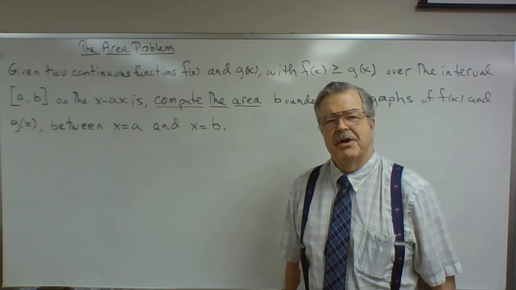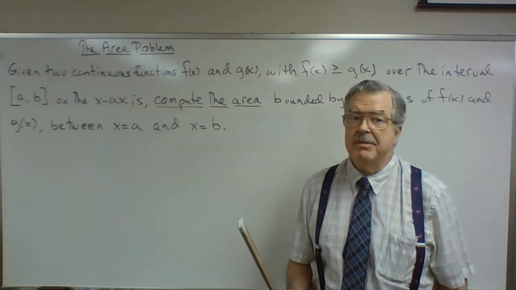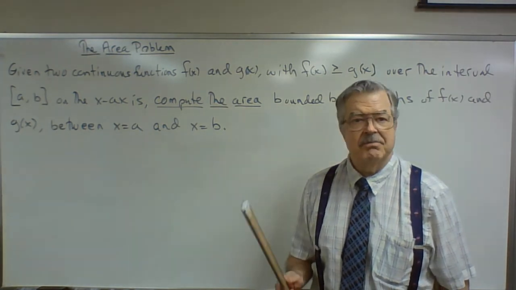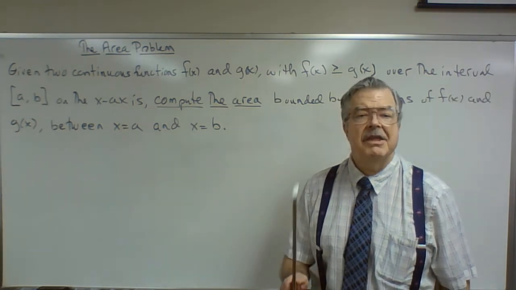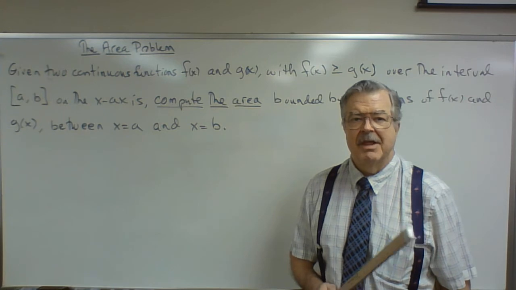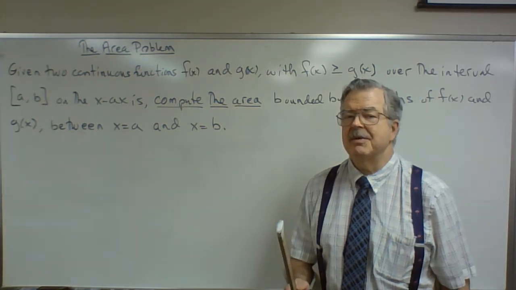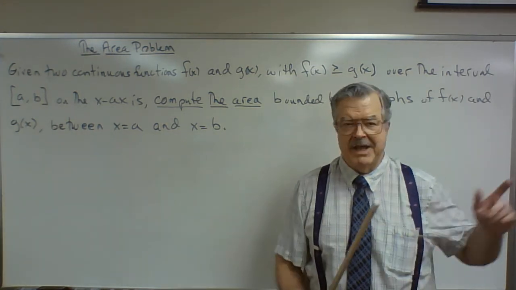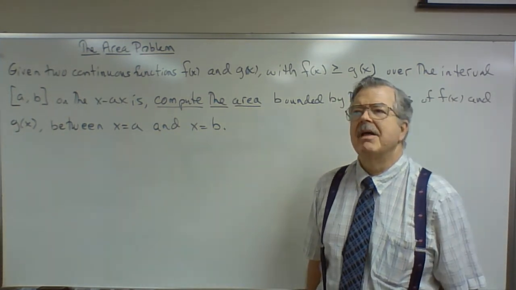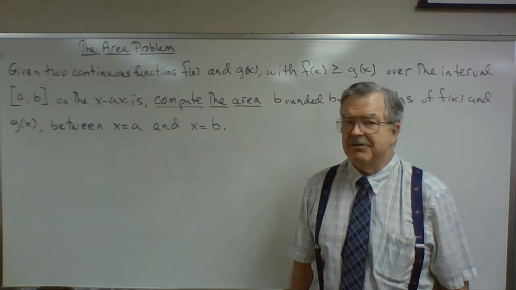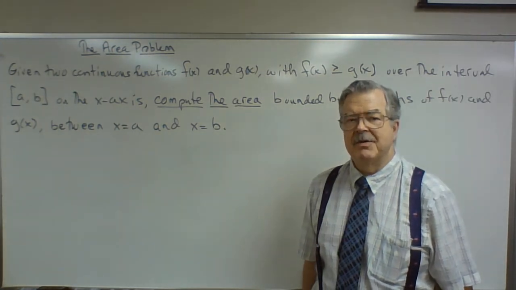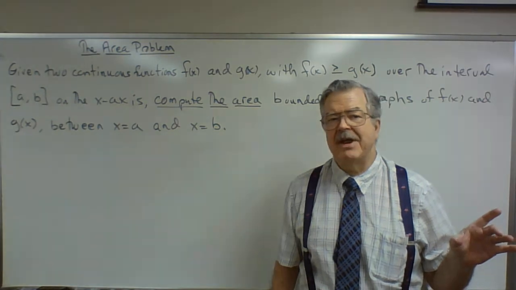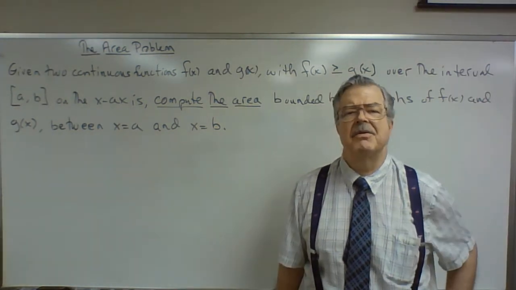Continuous functions that we know about are polynomials. All polynomials are continuous. Sine and cosine are continuous. E to the x is continuous. Natural log of x is continuous on the open interval from x equals 0 to x equal infinity. Sums, differences, and products of continuous functions are continuous. Take 2 or more continuous functions, add, subtract, multiply them together, you get another continuous function.